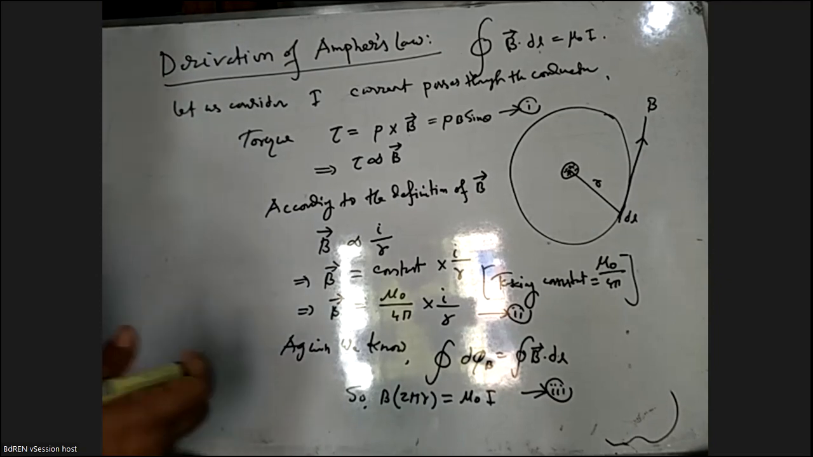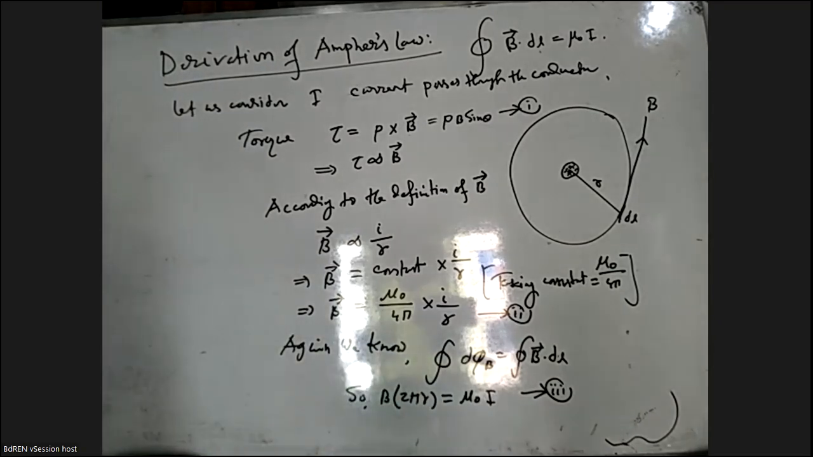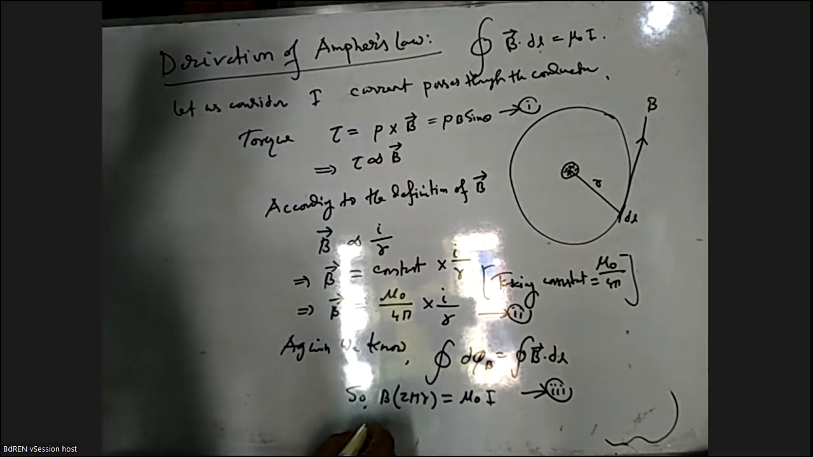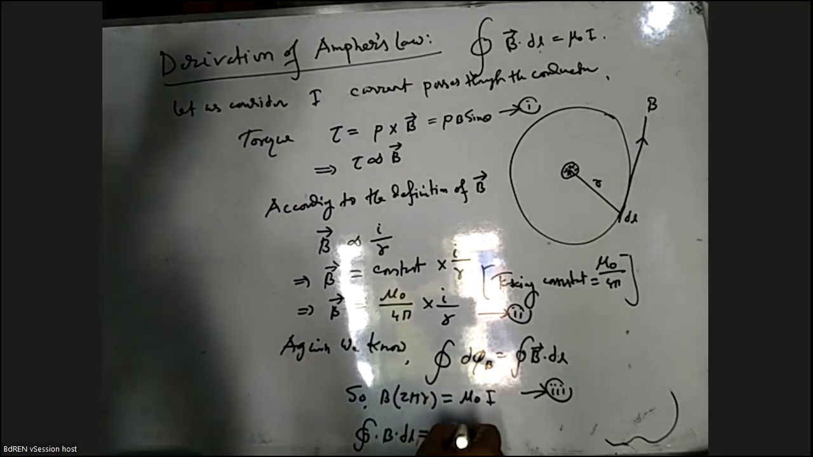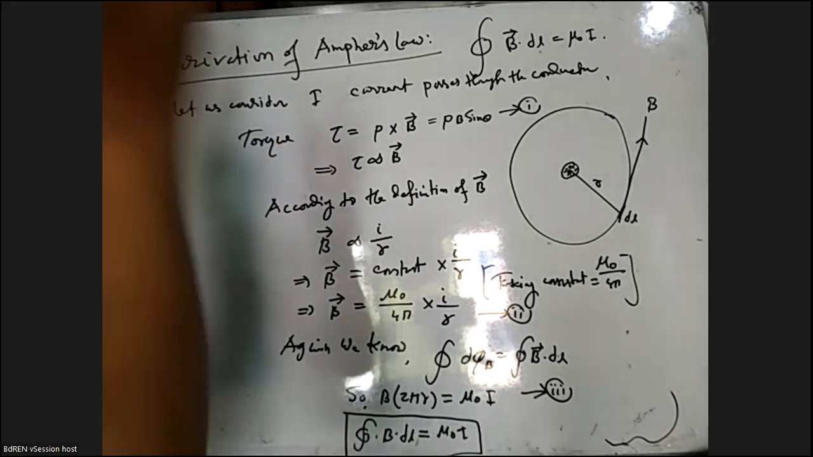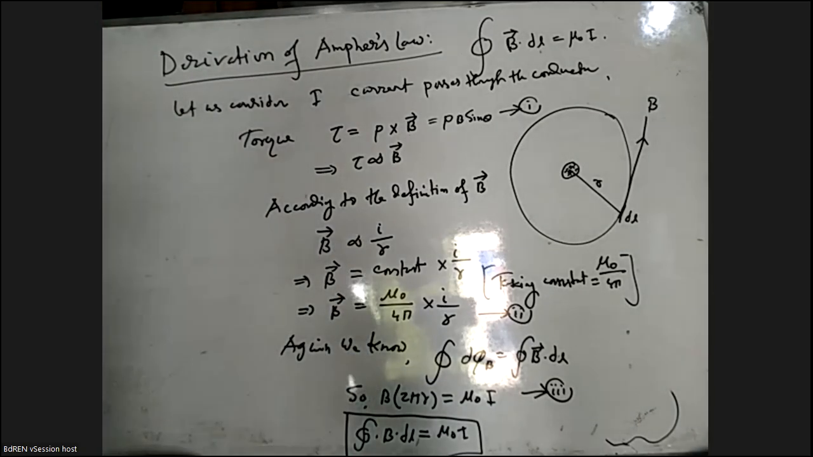So from these, now by using equation 2, we can write the line integral of B dl equals mu naught I. This is actually our required derivation of Ampere's law in a short way.